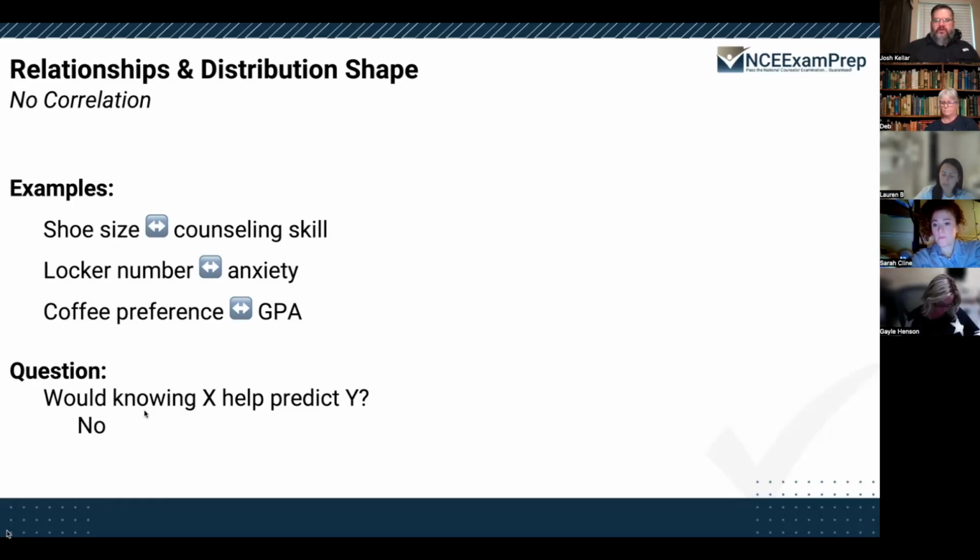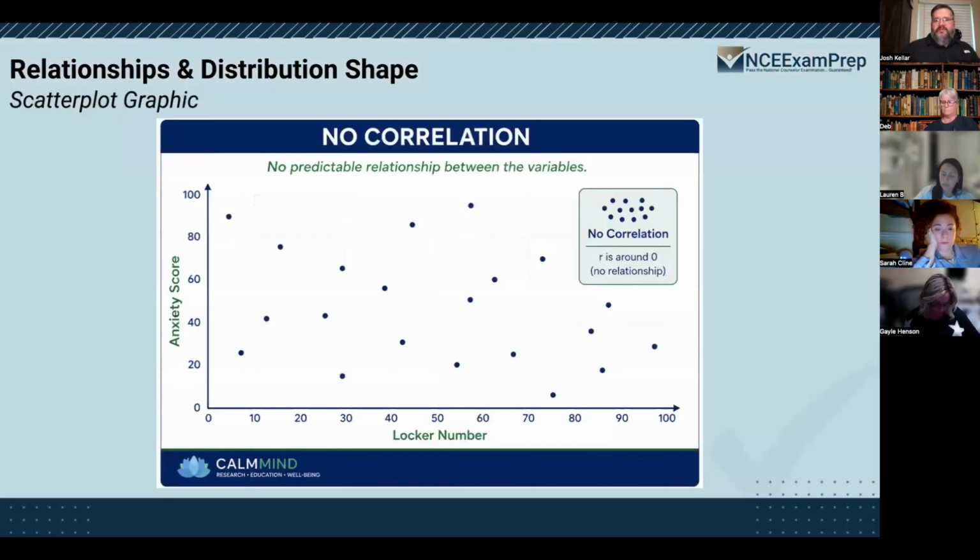Would knowing X, like locker number, help predict Y, their anxiety? The answer is no. There's no way of predicting one from the other. And this is what that type of scatter plot would look like. No predictable relationship. We don't see a trend moving positive or negative. Our R is going to be right around 0, showing that there's no relationship. Does this make sense?